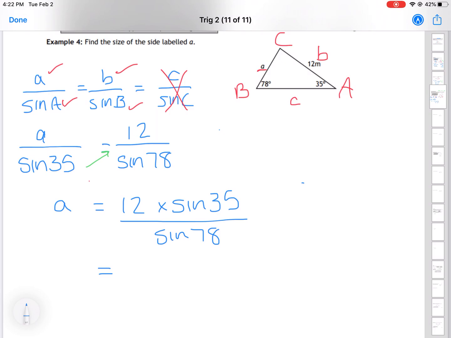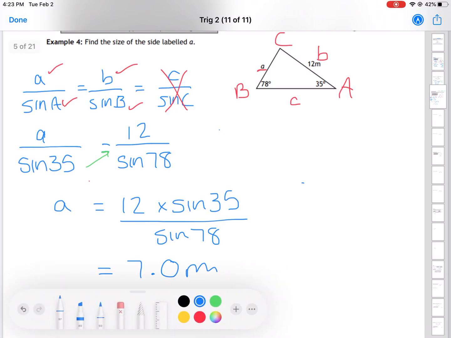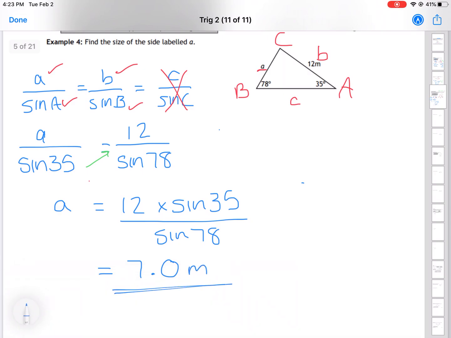Now, we can pop this into the calculator. I would tend to do the top of the fraction first, 12 times sine 35, hit equals, then hit the divide button. Divide sine 78. Hit equals again, and we should end up with 7.0 to 1 decimal place. It doesn't ask us to round it to anything, so we'll just stick to 1 decimal place. 7.0 metres will be our units. Okay, we're finding a side here, which is why it's metres as our units instead of squared, like we did with the previous notes.